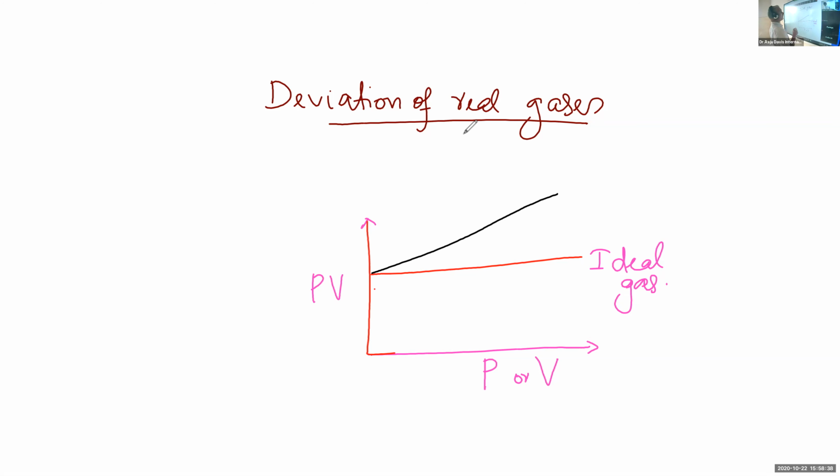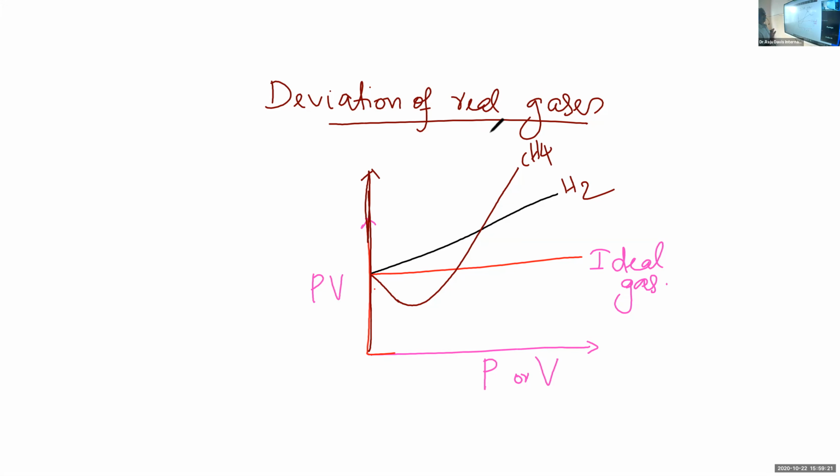And this type of graph is obtained for gases like hydrogen, helium, etc. For example, for hydrogen, the graph is like this. For some gases, the PV value first decreases, reaches a minimum, and then the value increases. This is seen in the case of carbon monoxide, then CH4, etc. For CH4, we get the graph like this.